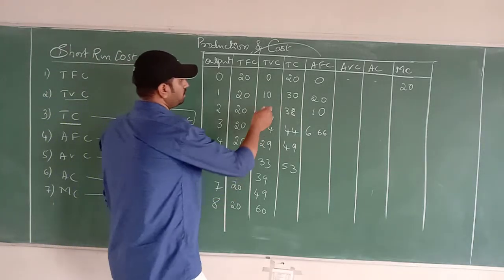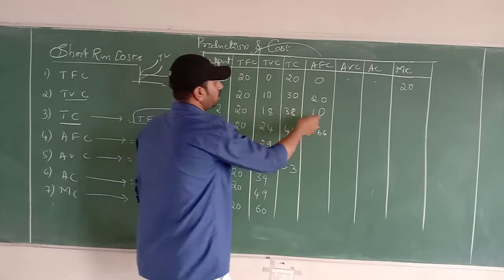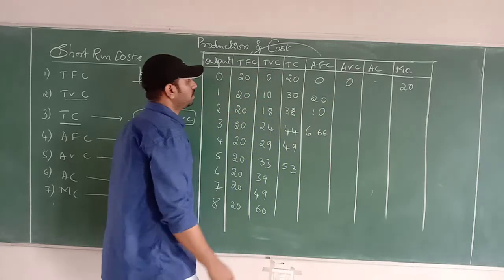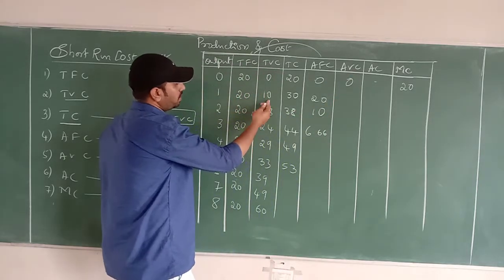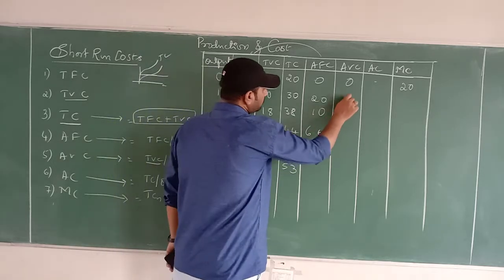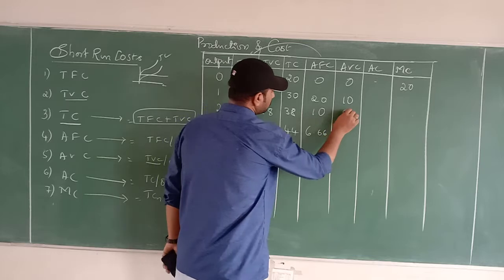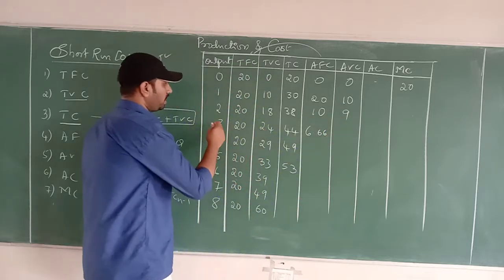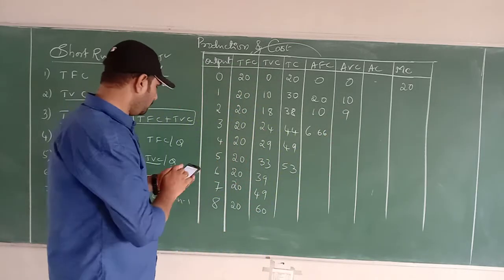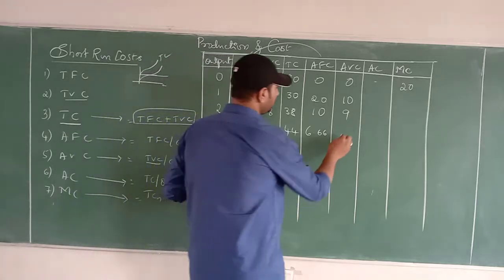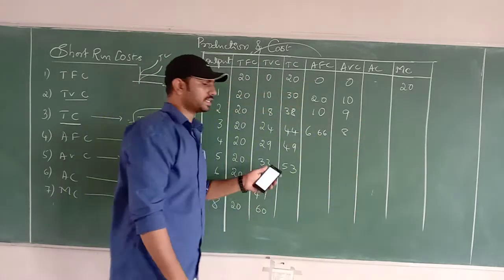So here the TVC is 0, 0 divided by 0 will get 0, no need to worry. Then go by the TVC, so 10 divided by 1 will get 10. At the same time 18 divided by 2 will get 9. Then 24 divided by 3. So likewise you go by the calculations, you will get the values, okay, the rest of the values.